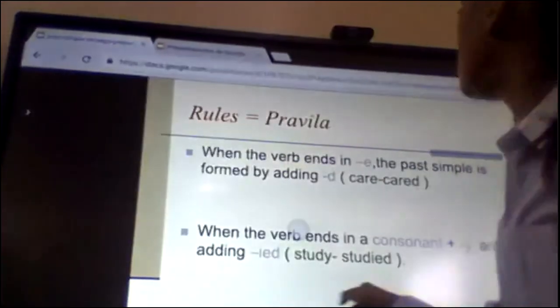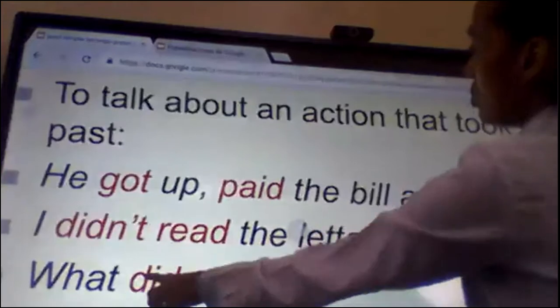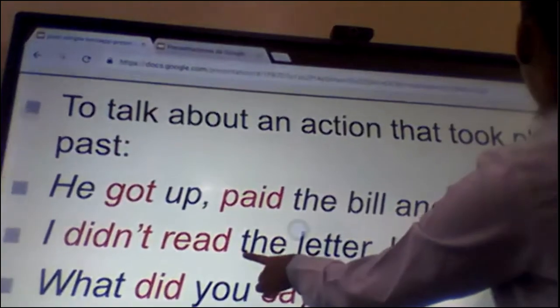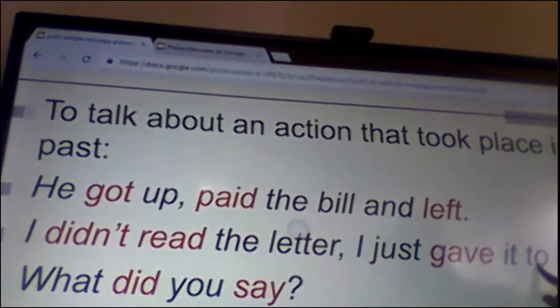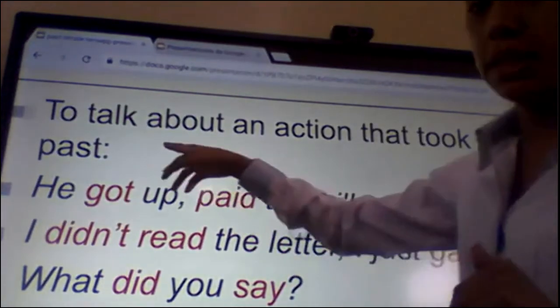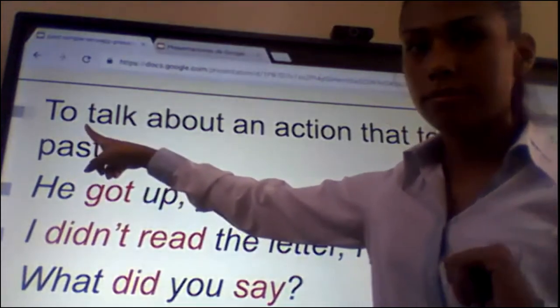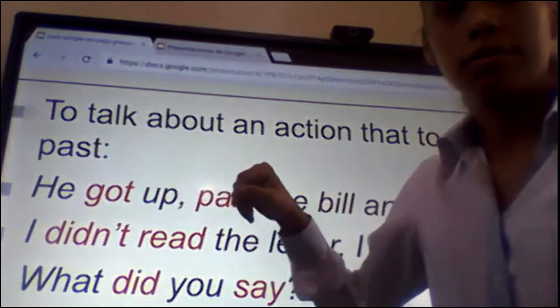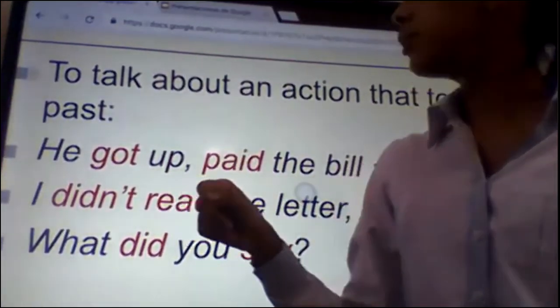Okay, let me go to the use. When do we use the past simple? I need you to start reading. I think you can; that is big enough, I guess. Okay, Emily Calderon, can you start reading, please? Can you see? There you go, microphone on. Maria.